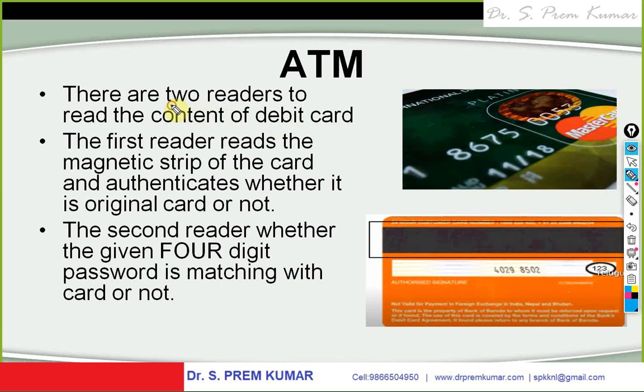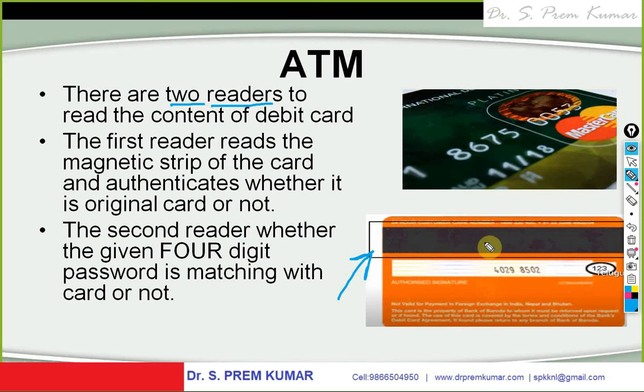ATMs have two readers. Inside the ATM machine there are two readers. One will read the magnetic strip. When you insert the debit card, there will be a magnetic strip like this. This magnetic strip is read. One reader will read the information from this magnetic strip.